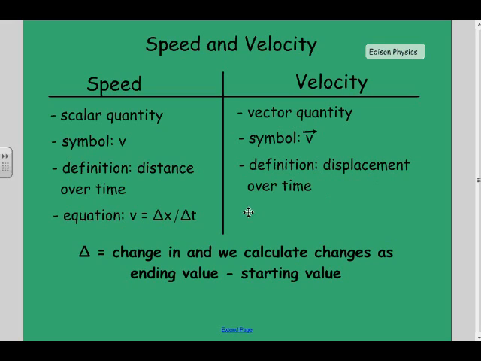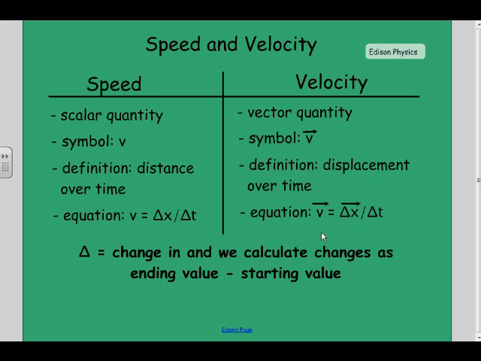The equation for calculating velocity looks a lot like the equation for calculating speed, with the addition of the vector arrows. So the velocity vector is the change in position vector, displacement, divided by the amount of time it took. The symbol delta still represents change, and we still do our last value minus our starting value.